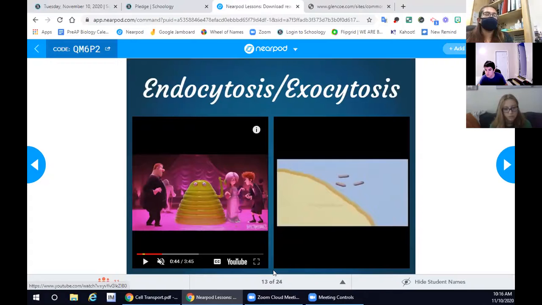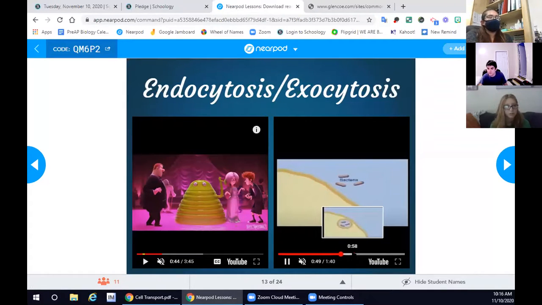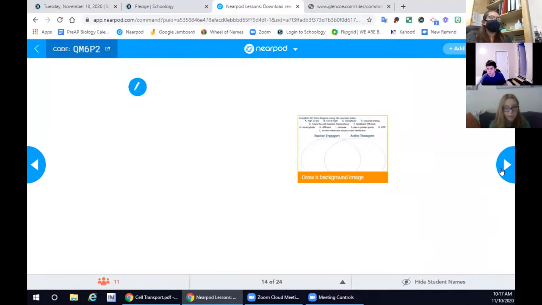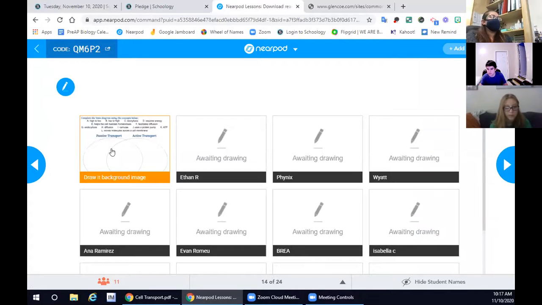And then this is how white blood cells work the same way. And this is how exocytosis works. Again, the membrane fuses with the vesicle. And then it releases all the molecules, all the waste, all the proteins.